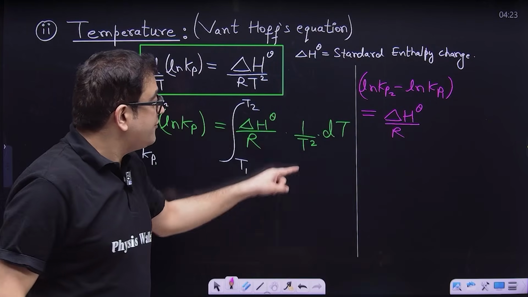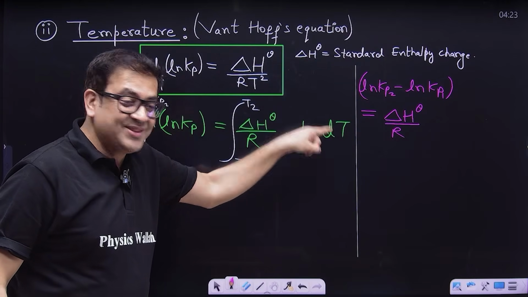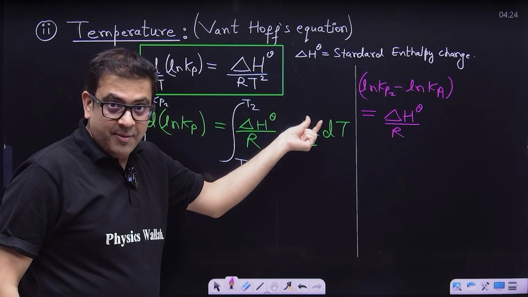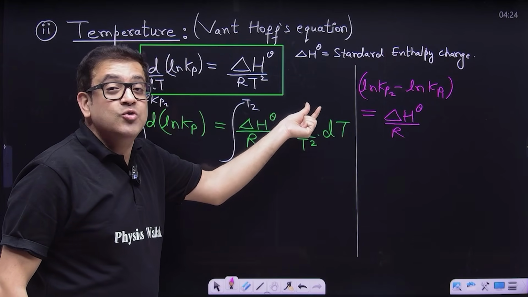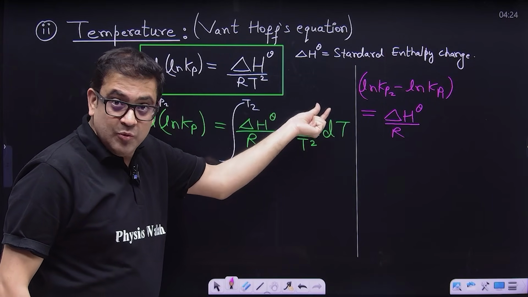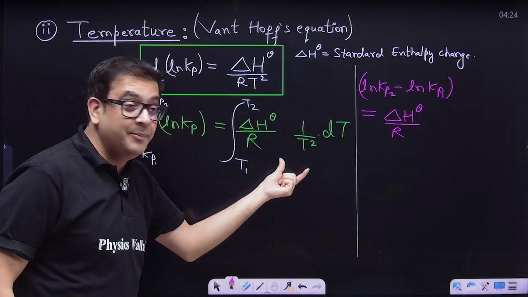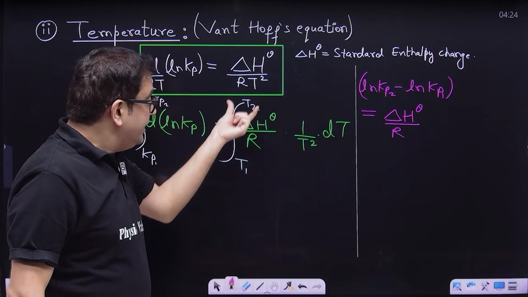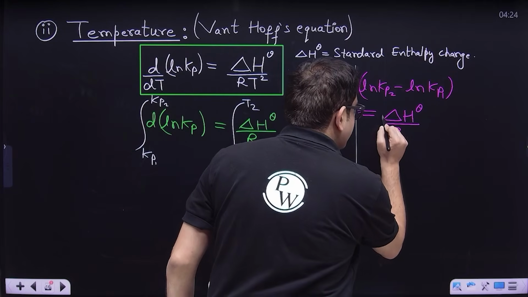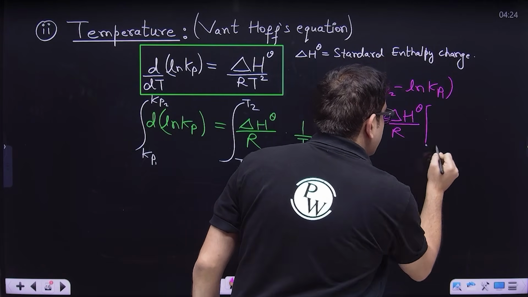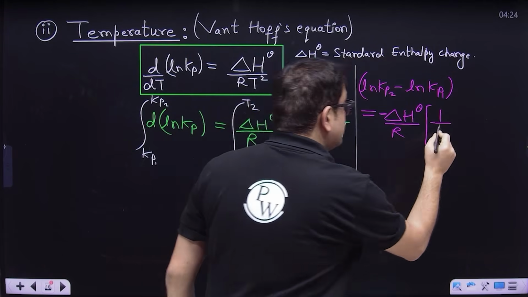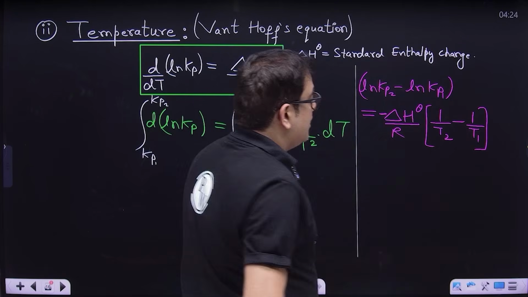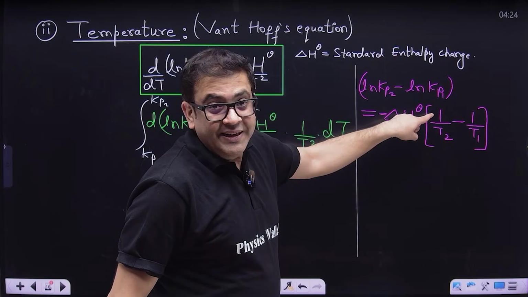Now, what is left behind? Sir, the integration of 1 upon x squared dx. What is it? X comes to the numerator, raised to the power minus 2. So, minus 2 plus 1 upon minus 2 plus 1. So, it will be minus 1 upon t. Putting the limit, minus I am taking outside, so it will be 1 upon t2 minus 1 upon t1. Take LCM t1, t2. So it will be t1 minus t2.